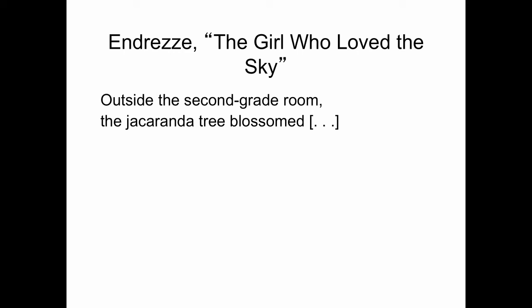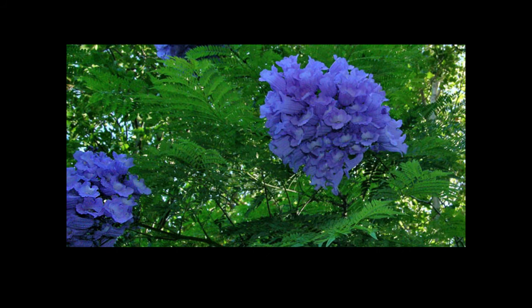Here's another example from The Girl Who Loved the Sky. This is the first part of the poem. "Outside the second grade room, the jacaranda tree blossomed..." And I stopped it right there. You can tell by the ellipses there's more coming, because when I read this the first time, I had no visual point of reference for a jacaranda tree. Maybe I've seen one, maybe I haven't, but it didn't call anything to mind for me. So now that I've shown this to you, I'm going to show you an actual tree so you can get an idea of what the blossoms look like. And then I'm going to give you the rest of the first part of the poem.